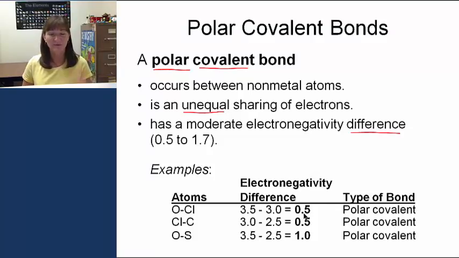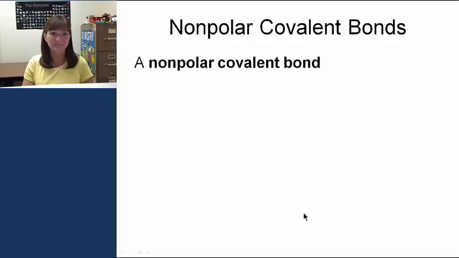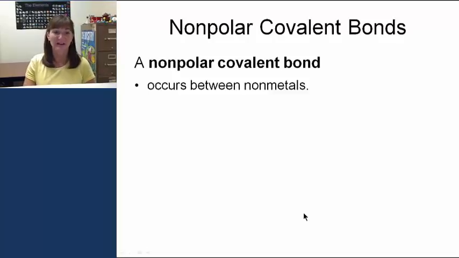If it's 0.5, and that includes the ends, 0.5 and 1.7 and anything in between, that's a little ambiguous. It's not as set in stone like that in chemistry, but for the sake of testing, I'm going to make it easy for you to memorize. So if it's 0.5 to 1.7 and anything in between, you're going to say that it's a polar covalent bond.